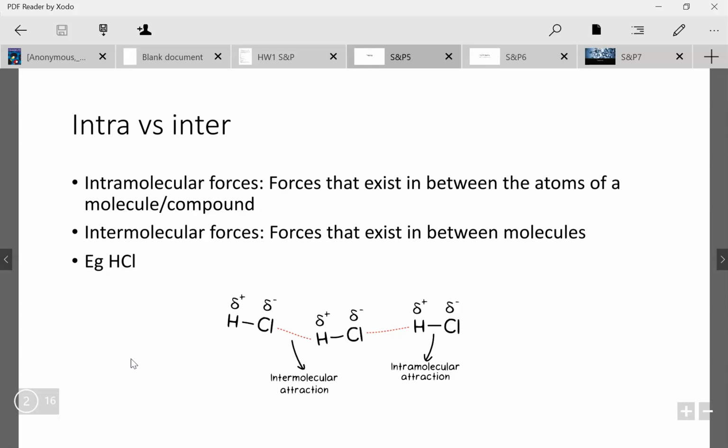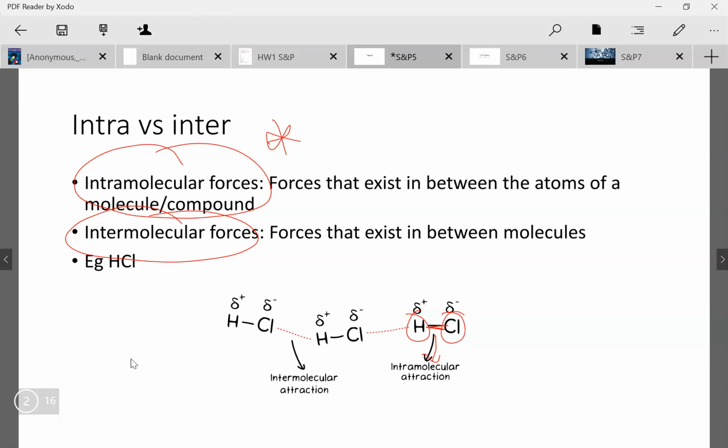So the first thing we have to differentiate is between intramolecular forces and intermolecular forces. There will be a question on this, I think, on your test. Intramolecular forces are forces that exist in between atoms of a molecule or compound. So this is an intramolecular attraction between the hydrogen and the chlorine. So this can be said to be a covalent bond right there.